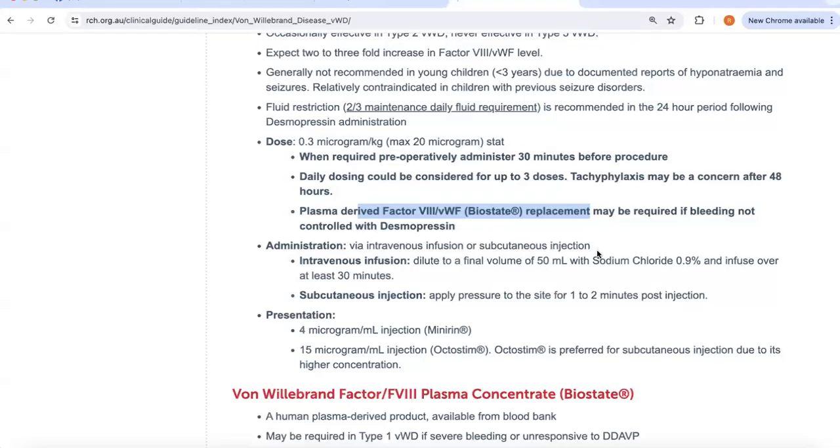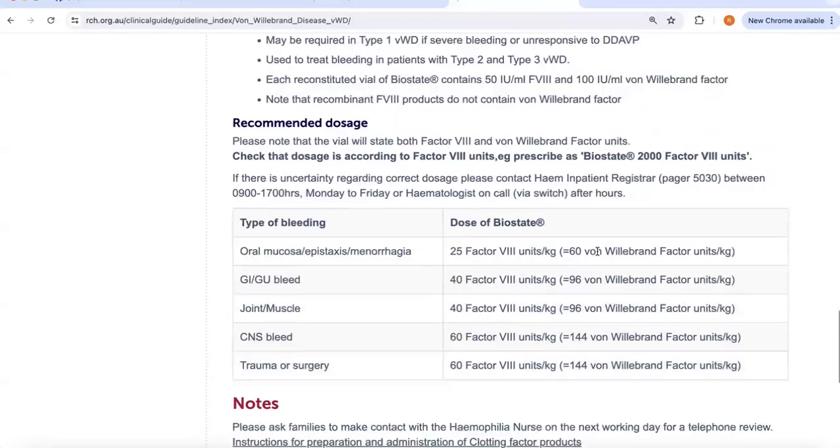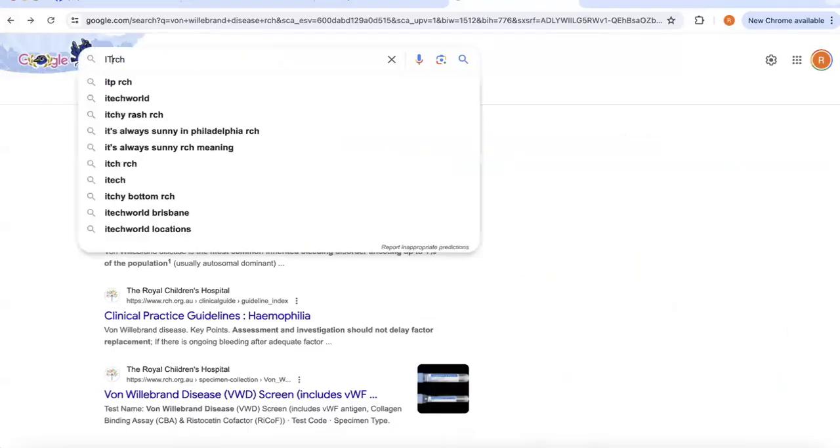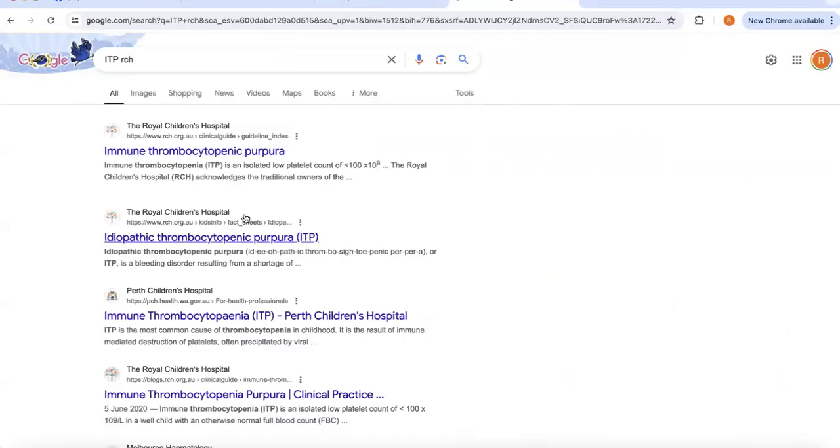So this is the step-by-step: tranexamic acid for mucosal bleeding. Then if the patient needs pre-operative prophylaxis, that will be desmopressin. If desmopressin is still not able to control bleeding, the last option is factor 8 von Willebrand factor replacement. Okay. And as we are discussing ITP, you can also go through the ITP from RCH.